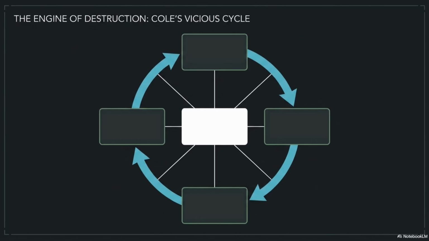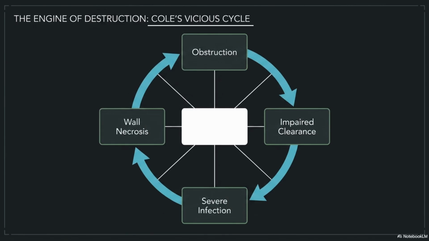This brings us to the engine of destruction known as Cole's vicious cycle. It is a continuous loop. It begins with an obstruction which leads directly to impaired clearance. Because clearance is impaired, a severe infection takes hold, resulting in wall necrosis. That necrosis causes the permanent dilation we know as bronchiectasis, which only creates further obstruction, starting the cycle all over again.